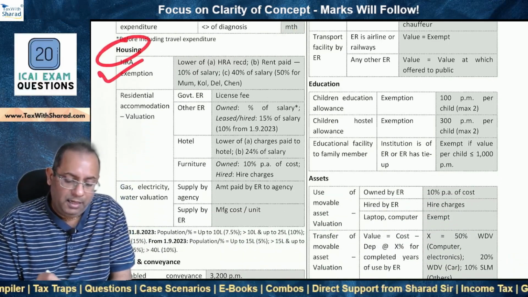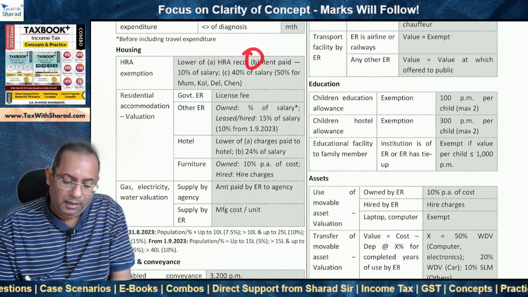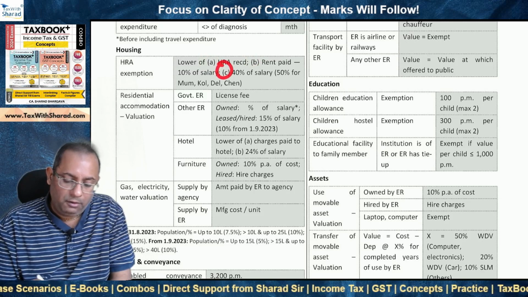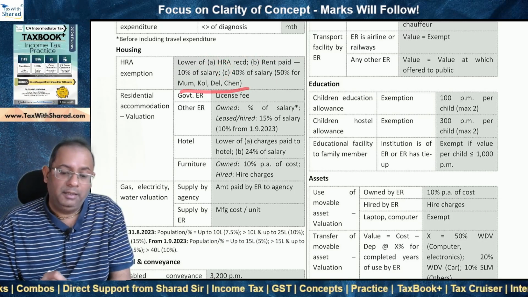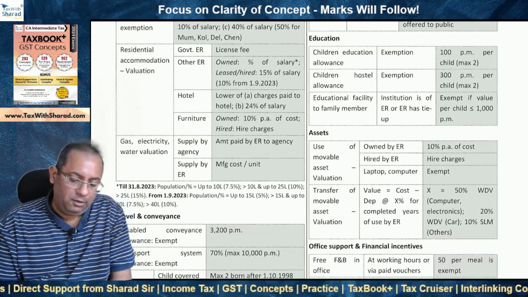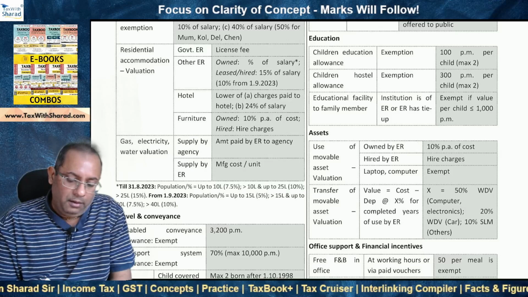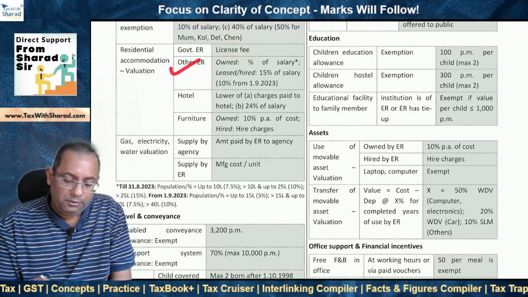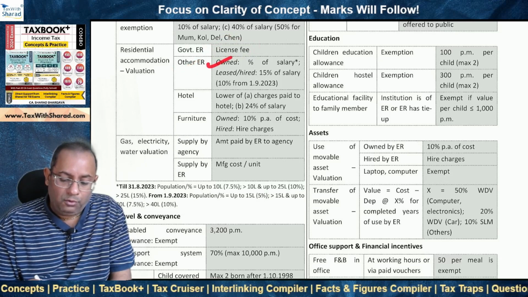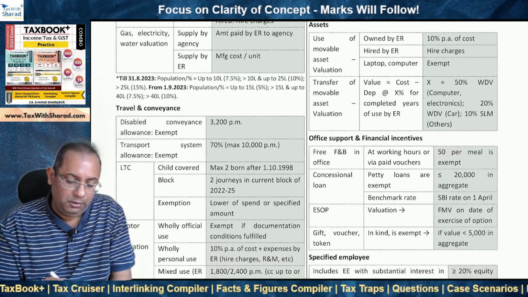Housing. HRA exemption formula: lower of HRA received, or rent paid minus 10% of salary, or 40% of salary. This 40% is 50% for Mumbai, Kolkata, Delhi and Chennai. Residential accommodation: what is the valuation formula? In case of government employer, it is license fees. In case of other employer, where it is owned by the employer, it is a percentage of salary. And what is the percentage of salary?